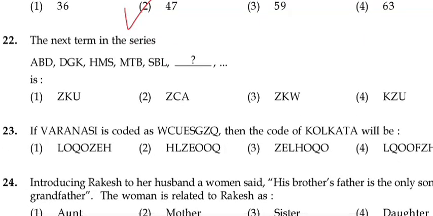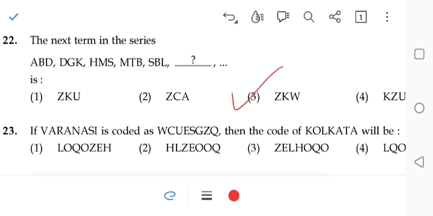Number 22 says the next term in the series will be what? ABD, DGK, HMS, MTB, SBL, what? JKU, ZCA, JKW, KZU. Number 22, number 3 will be correct: JKW.